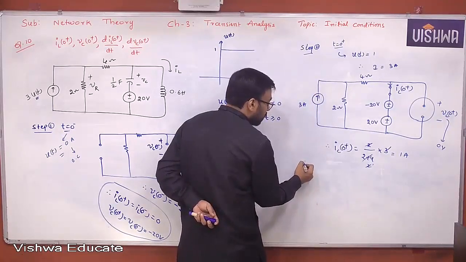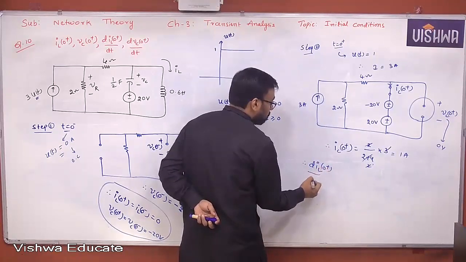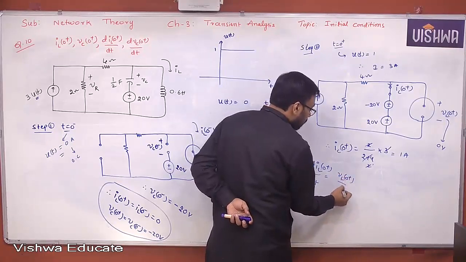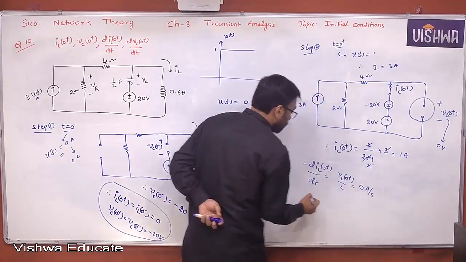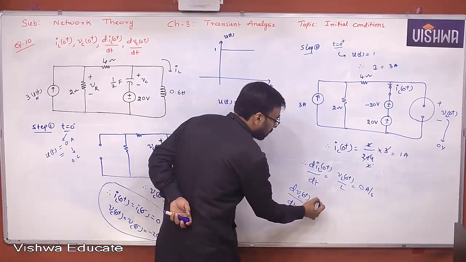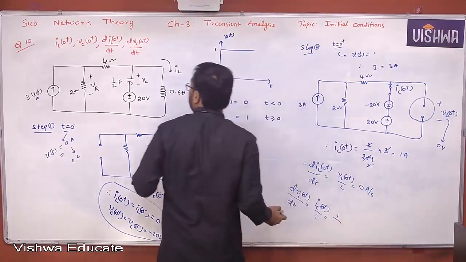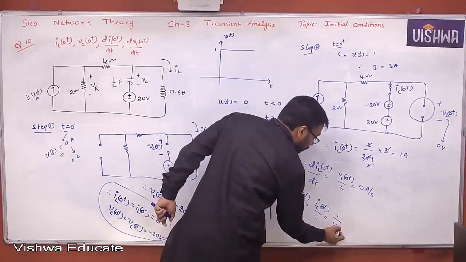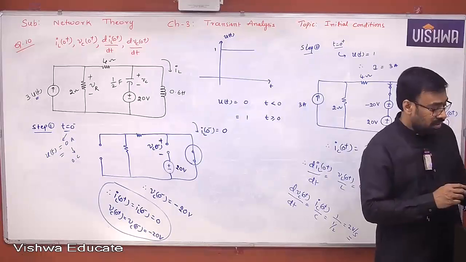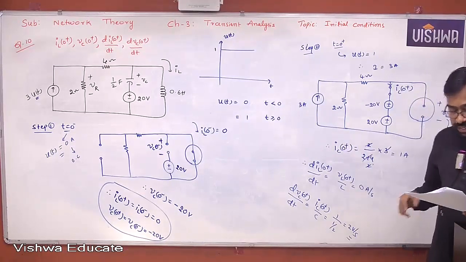And finally here, dIL of 0 plus by dt is nothing but VL of 0 plus by L, nothing but 0 amperes per second. And dVC of 0 plus by dt is nothing but IC of 0 plus by C, nothing but 1 by, what is the capacitance value? 1 by 2, nothing but 2 volts per second. This is how you are supposed to solve the problems. I hope all of you understand. Note down the problem clearly.